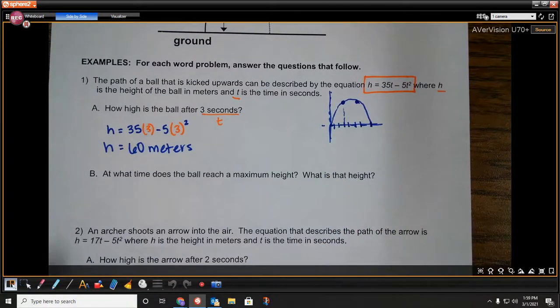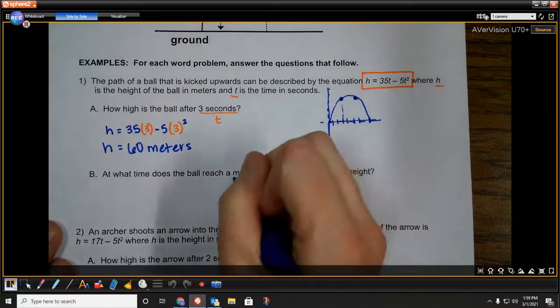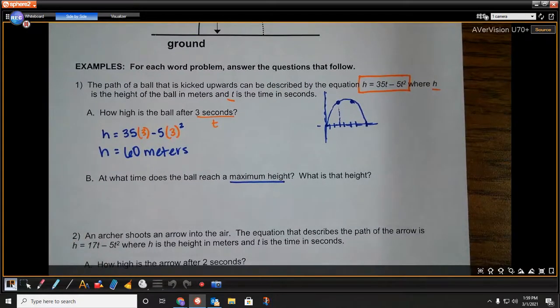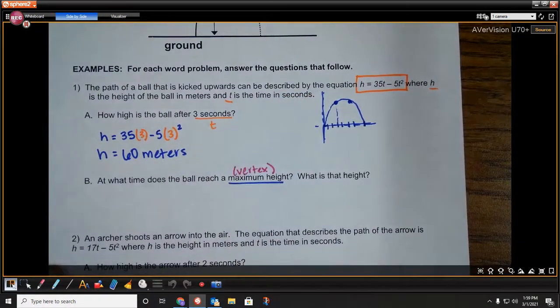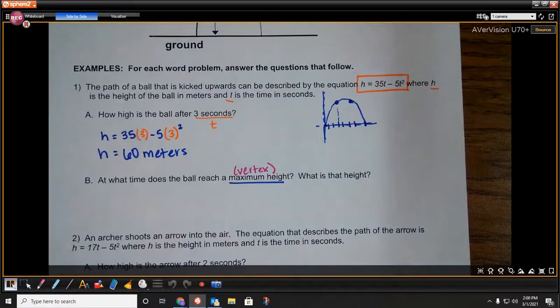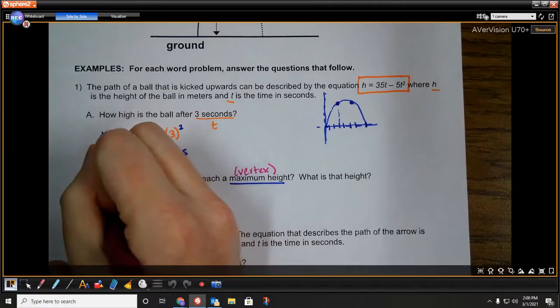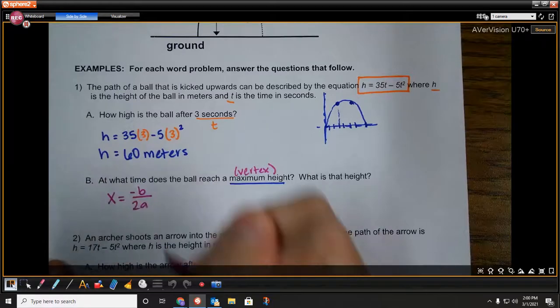Okay, now B is asking, at what time does the ball reach the maximum height? All right, so we want to know, what is our maximum height? Well, guys, our maximum height will be reached at our vertex, okay? So that's very important. Your maximum height gets reached at your vertex. Well, how do we find our vertex when we're in standard form? We are going to use that axis of symmetry. So we're going to say x is equal to negative b over 2a.